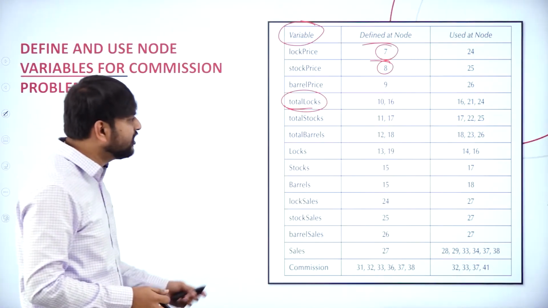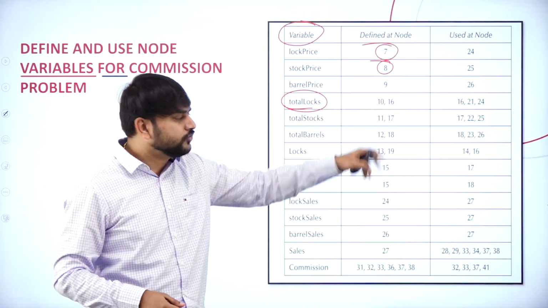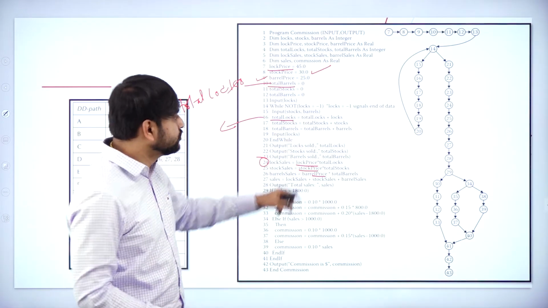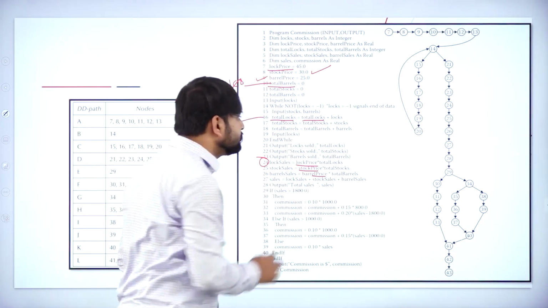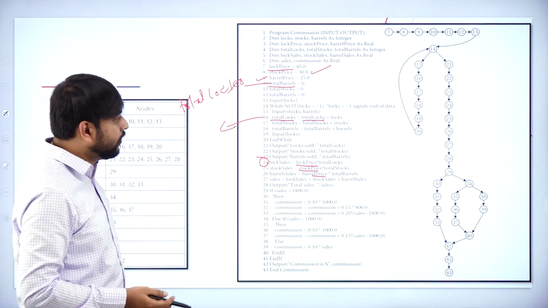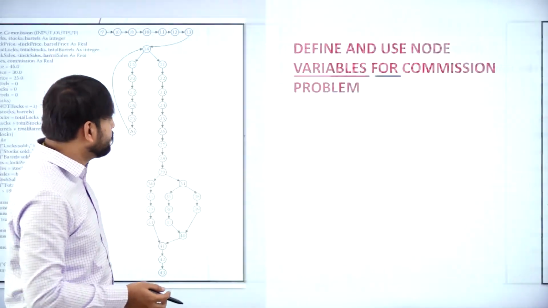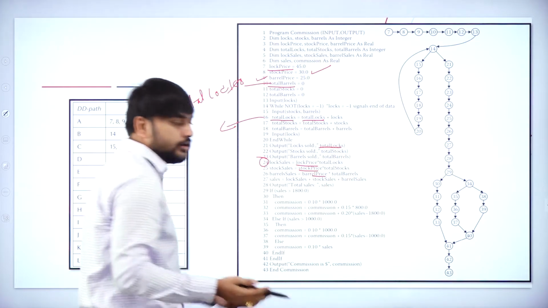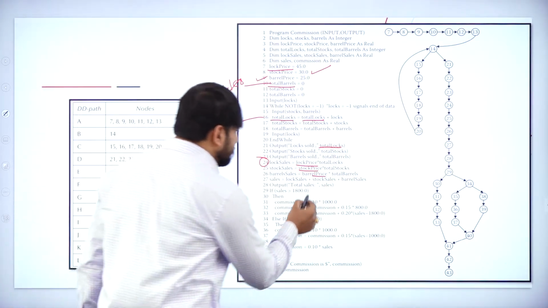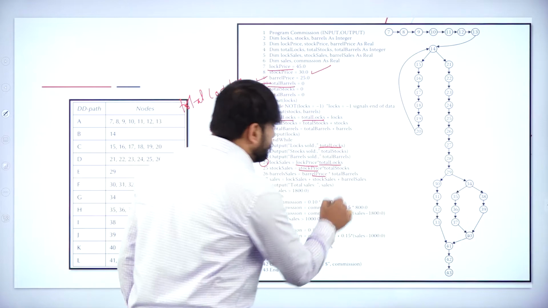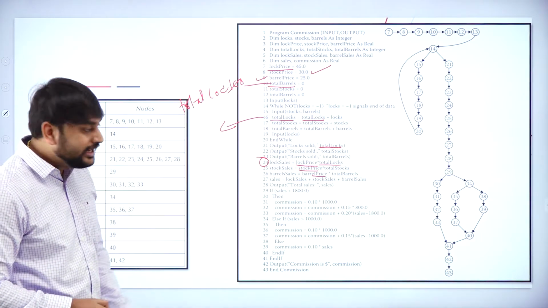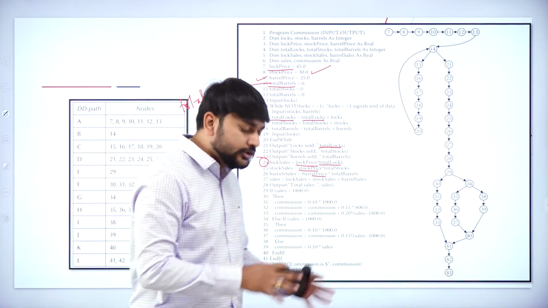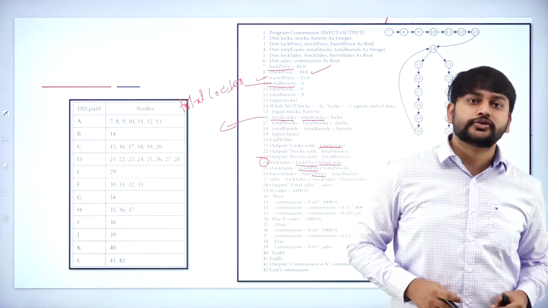So fine, where exactly have we used it? 16, 21, 24. Let's check. Line number 16, yes, I'm using it here. And then where is the next one? 21 and 24. Again, total logs, I'm using it here, and also I'm using it here, total logs. That's what you need to understand. So in line numbers 16, 21 and 24, I'm using total logs.